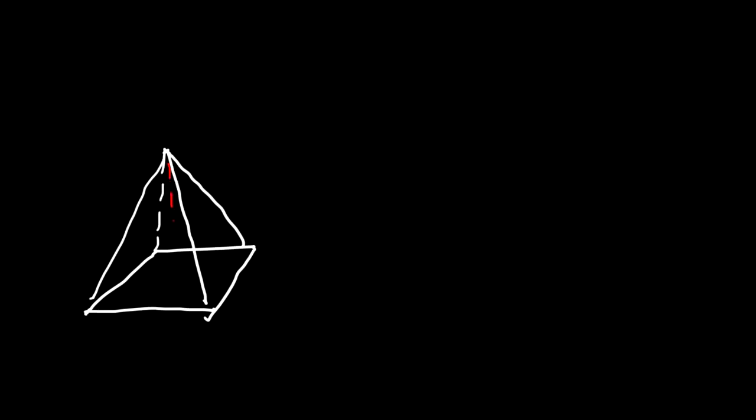So the line in red is basically the height of the pyramid. So let's say the pyramid has a base length of 6, and the height of the pyramid, let's say it's 10 units long. How can we find the volume of this pyramid?